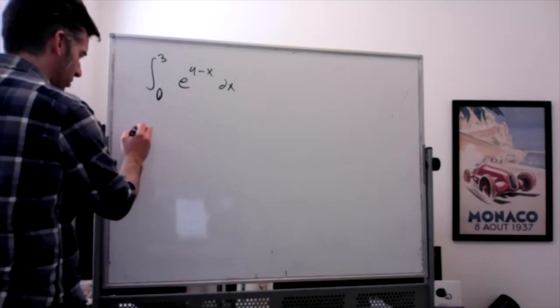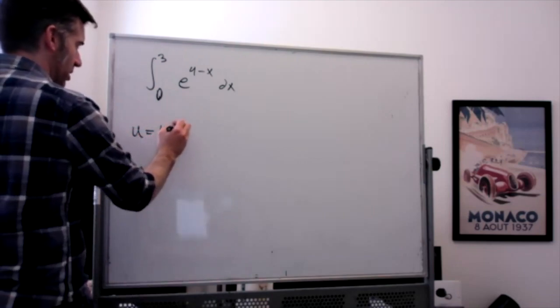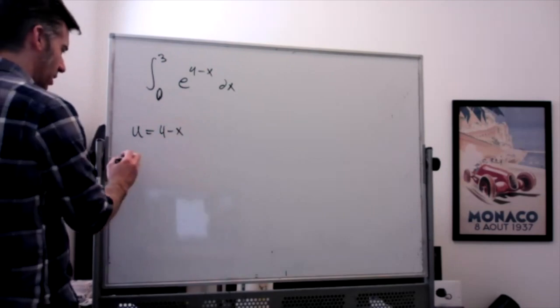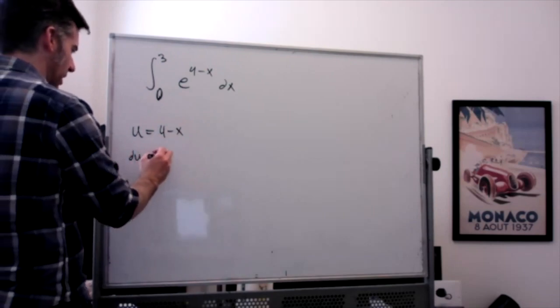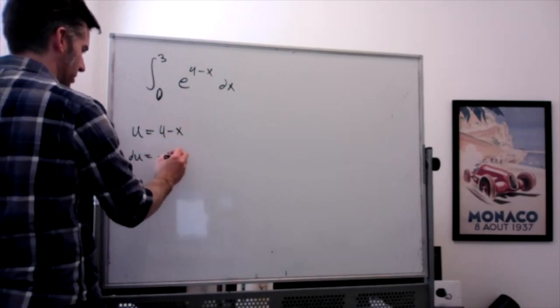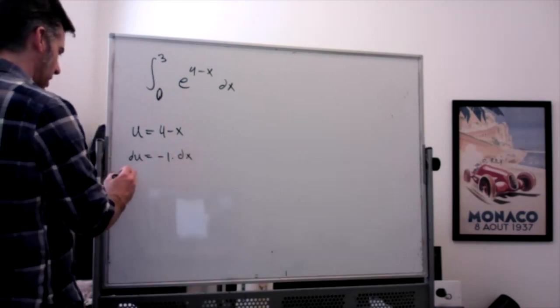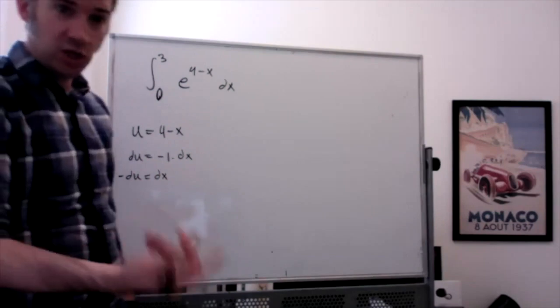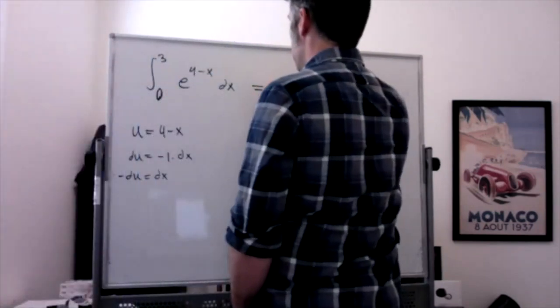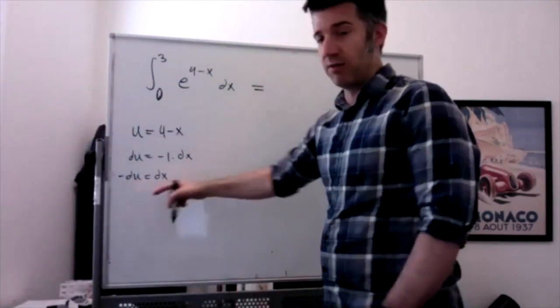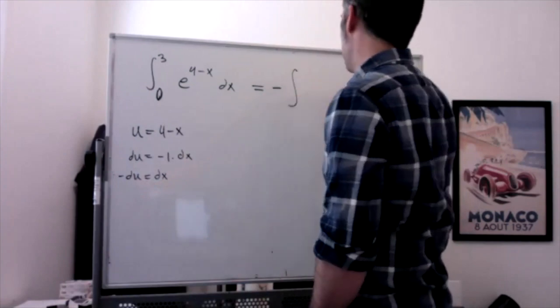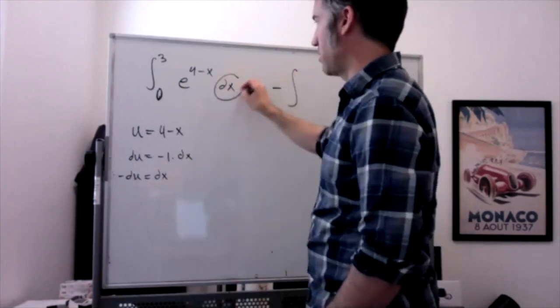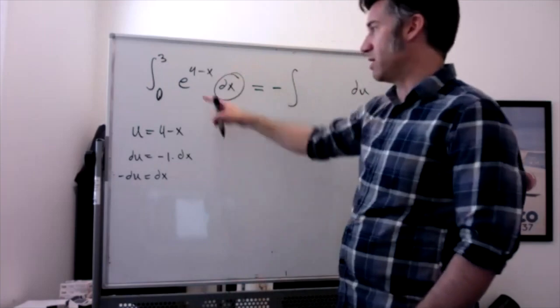I would probably do a u sub. I'm going to let u equal 4 minus x. And then du is going to be negative 1 times dx. So negative du is equal to dx. So now we start changing things. Dx becomes negative du, which I'm going to write as negative du. Okay, I'm taking care of the dx. And then I'm going to have e to the u.